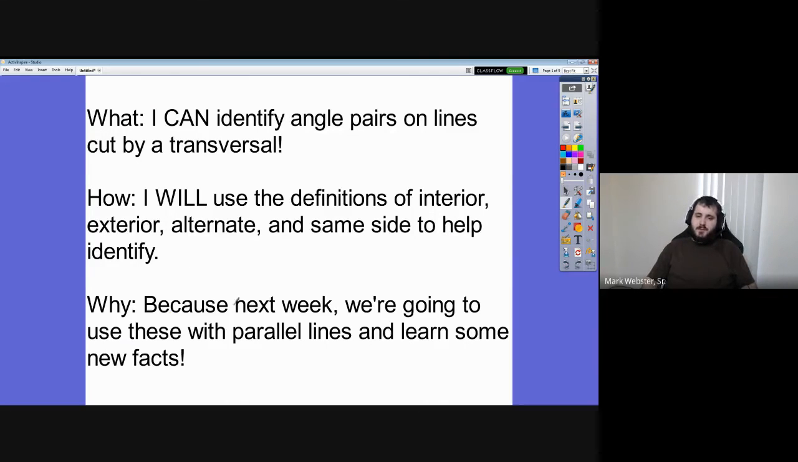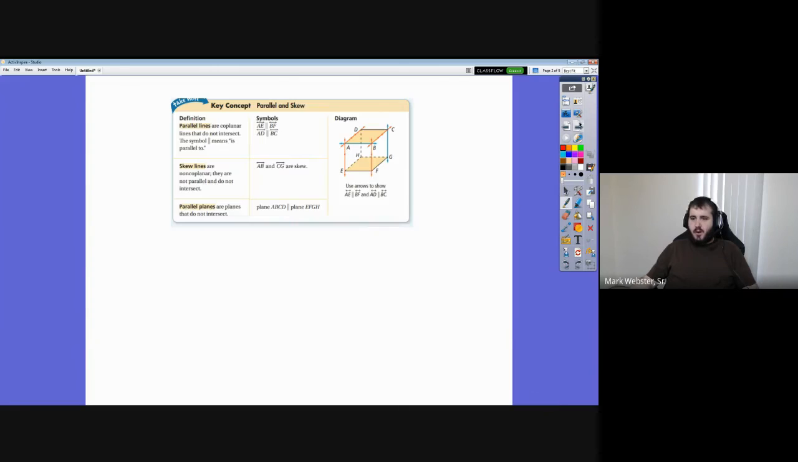And why are we going to do this? Because next week we're going to learn how to use these parallel lines and learn some new facts with this. So we're actually going to use this in a little bit with parallel lines next week. So let's talk this over.